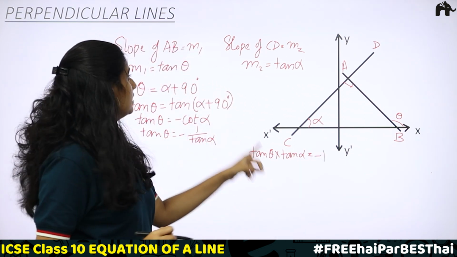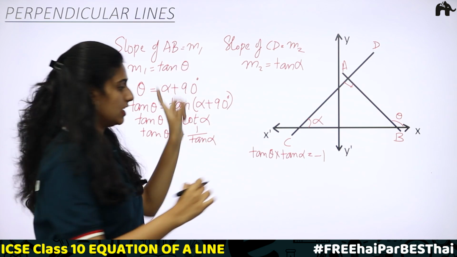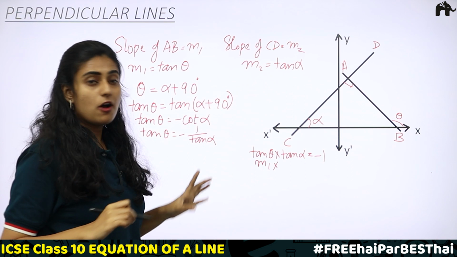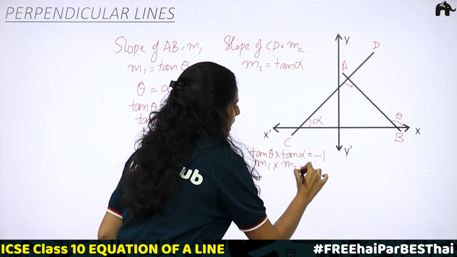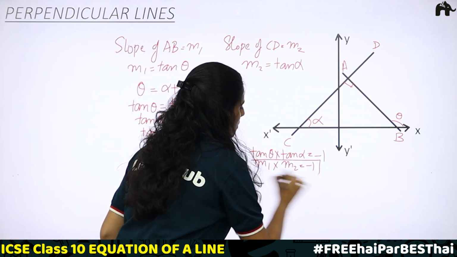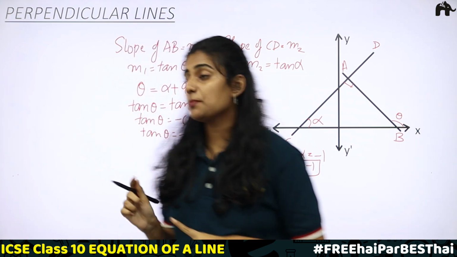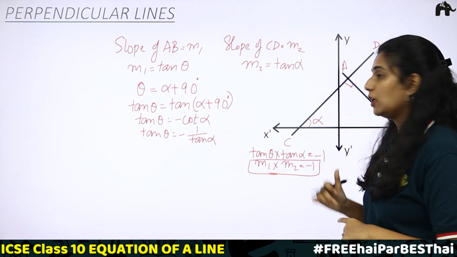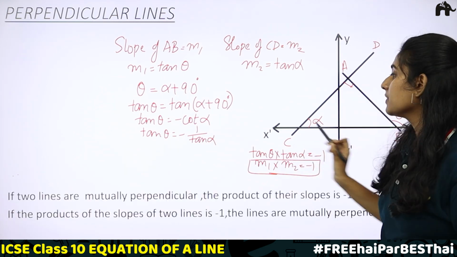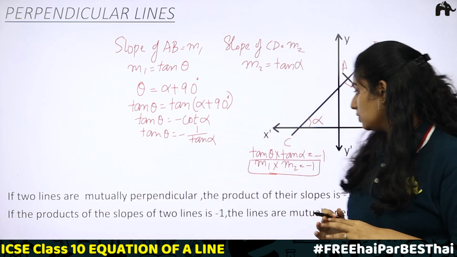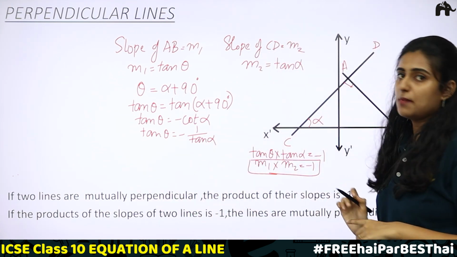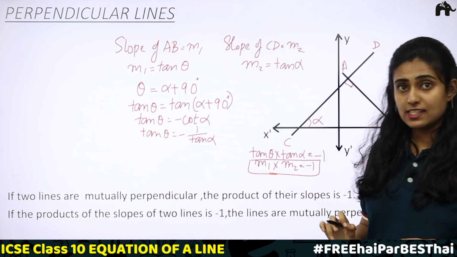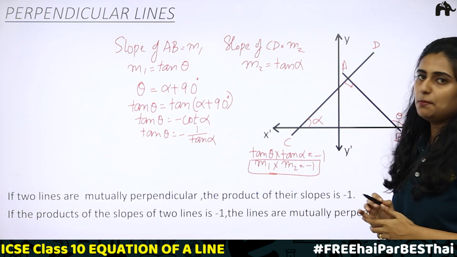What is tan theta? Tan theta is the slope of AB, M1, into tan alpha, the slope of CD, M2. M1 into M2 is equal to minus 1. That is, the product of slopes of two perpendicular lines will be equal to minus 1. We can conclude, if two lines are mutually perpendicular, the product of their slopes is minus 1. Now the reverse: if the product of the slopes of two lines is minus 1, the lines are mutually perpendicular.